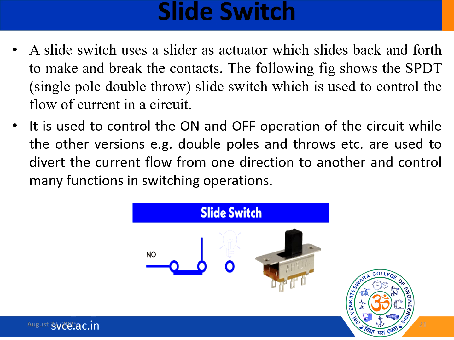This figure shows the working of a slide switch, or SPDT, single pole double throw slide switch, which is used to control the flow of current in a circuit. So note down, the slide switch is used to control on off operation of the circuit, while the other versions, for example, double poles and throws, are used to divert the current flow from one direction to another in switching operations.